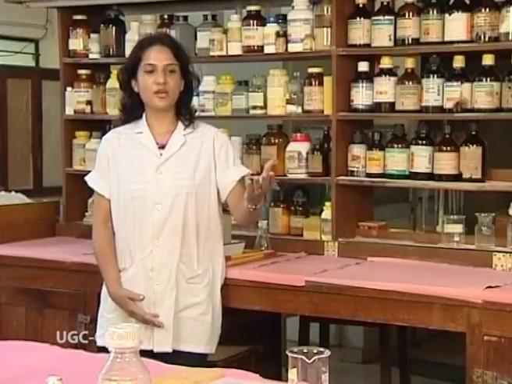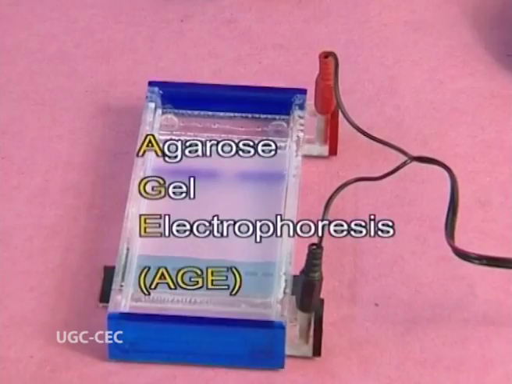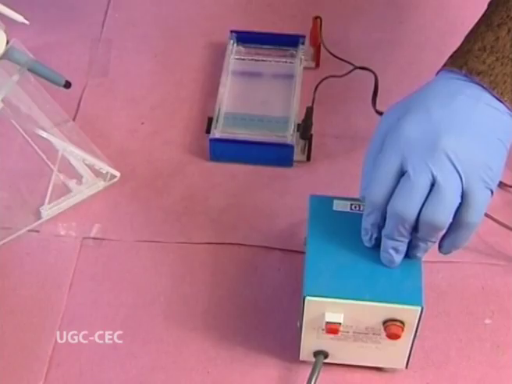There are various electrophoresis techniques which are being used today for separation of different molecules, but the most important one is gel electrophoresis, and the one we are looking at today is agarose gel electrophoresis, abbreviated as AGE. It is used for quality check of DNA as well as PCR products.